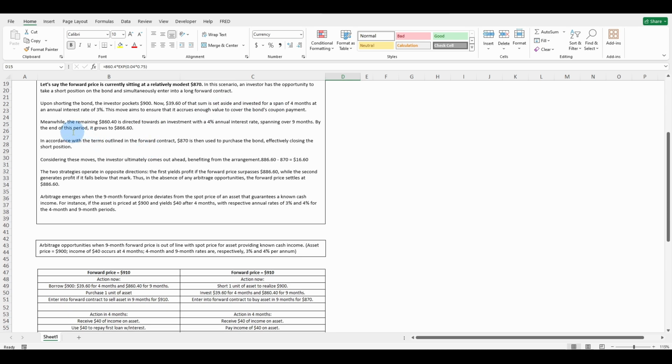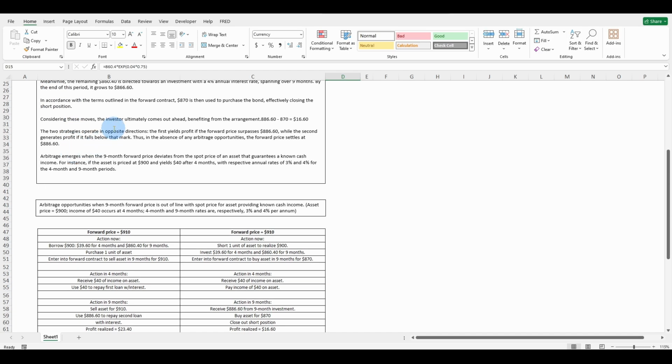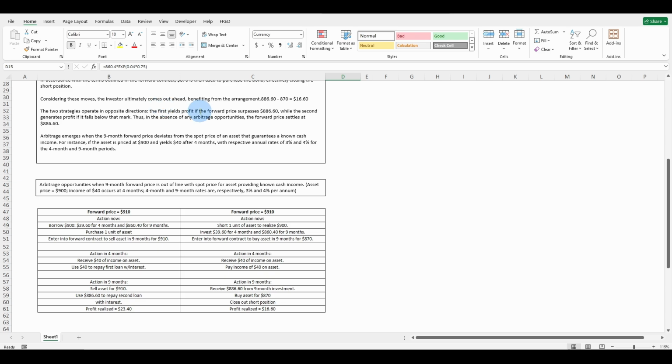Meanwhile, the remaining 860.40 is directed towards an investment with a 4% annual return spanning 9 months. By the end of this period, it grows to 886.60. In accordance with the terms outlined in the forward contract, 870 is then used to purchase the bond, effectively closing the short position. Considering these moves, the investor ultimately comes out ahead: 886.60 minus 870 equals 16.60.